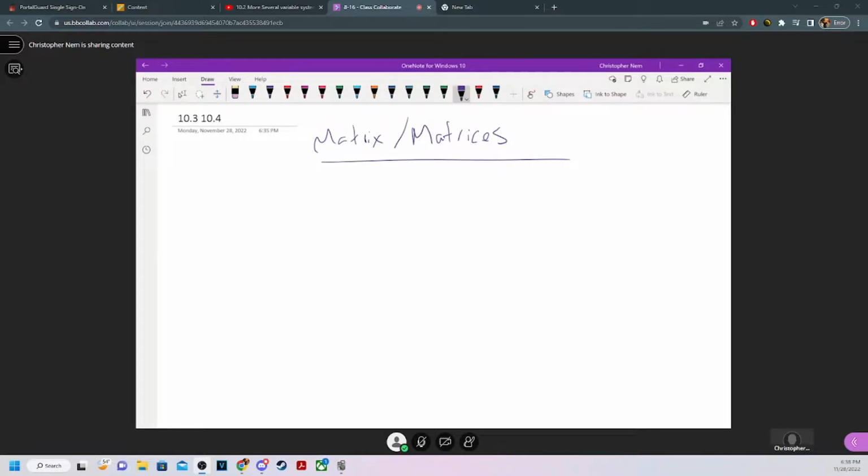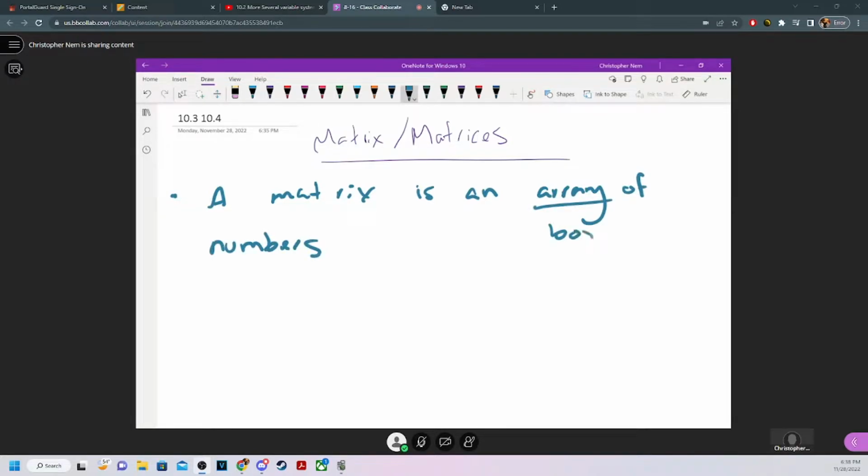So, what is a matrix in mathematics? It's very simple. We give it meaning, but all a matrix is, is an array of numbers. The word array just means a box of. It's a box full of numbers.